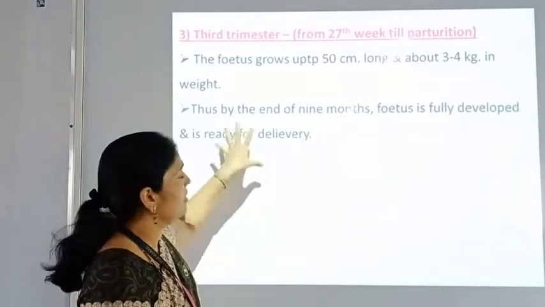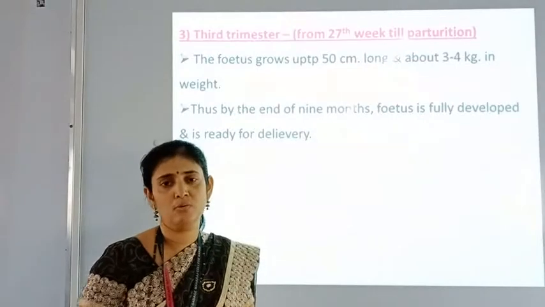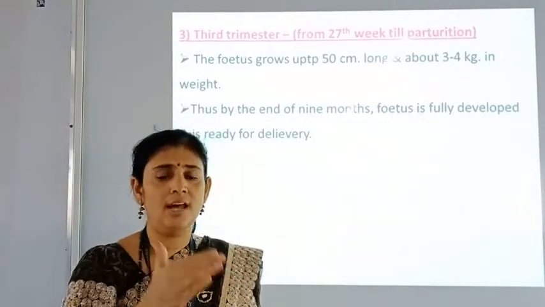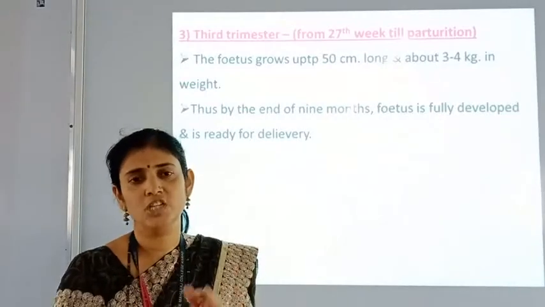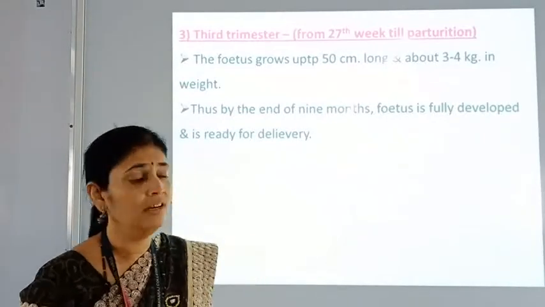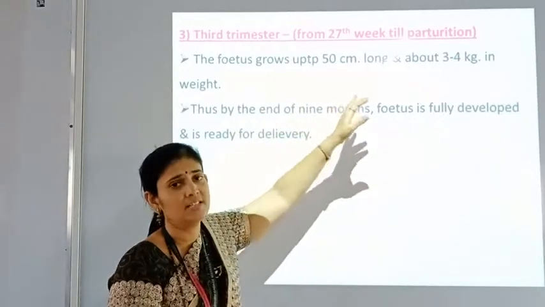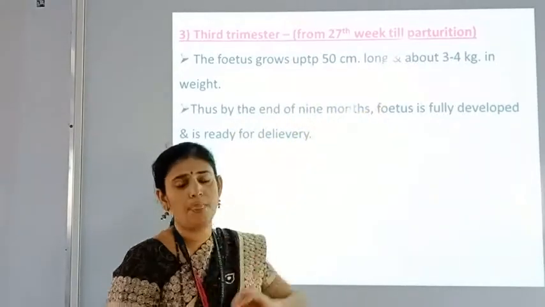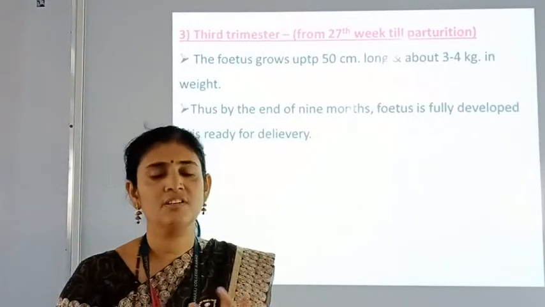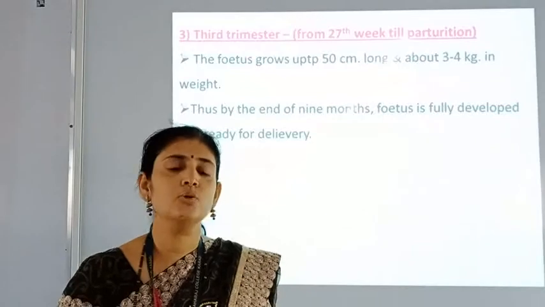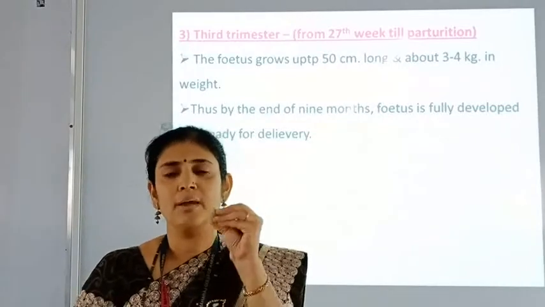And here the third trimester we have to study, which is from the 27th week up to parturition, the last trimester of this pregnancy. Here the fetus grows up to 50 centimeter long and shows weight up to 3 to 4 kg. In the last trimester the fetus shows 50 centimeter length and about 3 to 4 kilogram in weight.